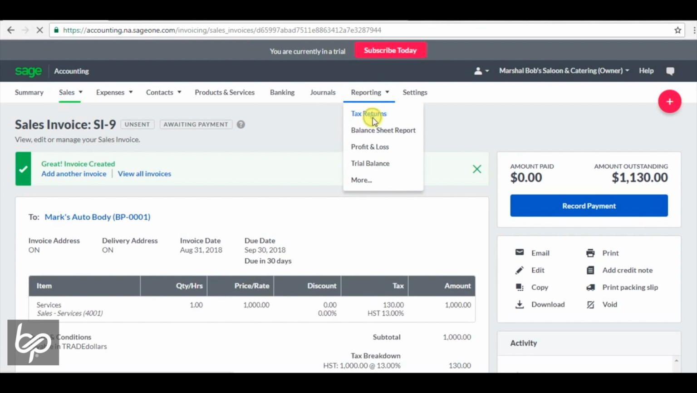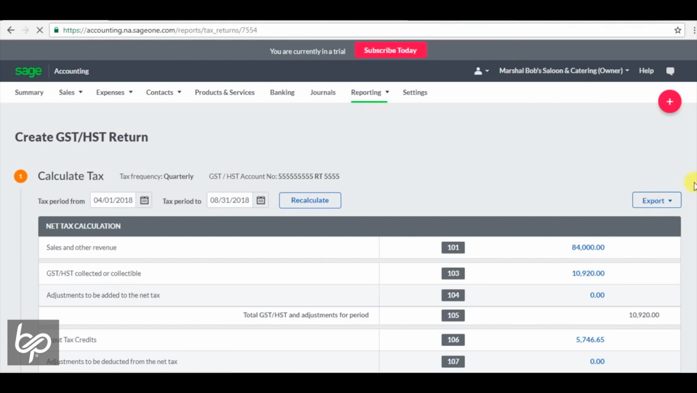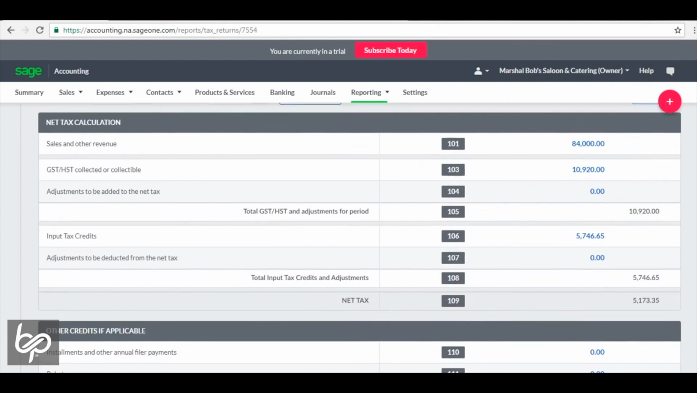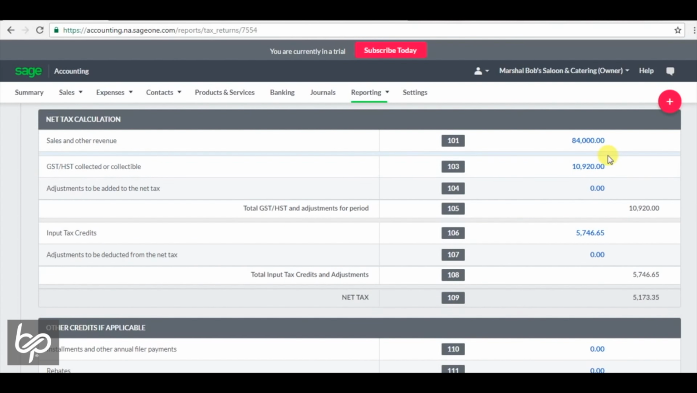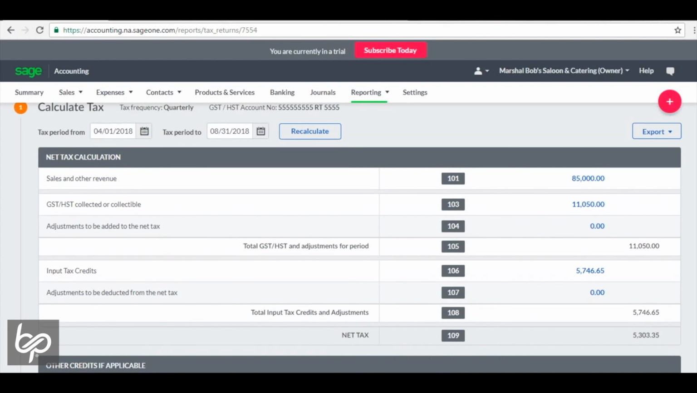And so now over on my tax return. So right now before we hit the recalculate button, you can see that we were going to pay $5,173.35, and now we're going to recalculate, and now we have to pay $5,303.35, which, yes, is coming out of a Canadian dollar bank account.